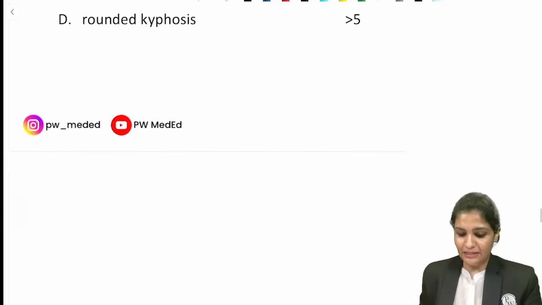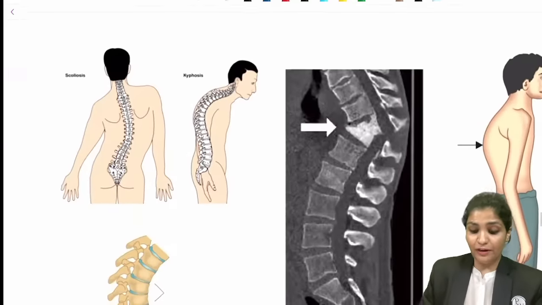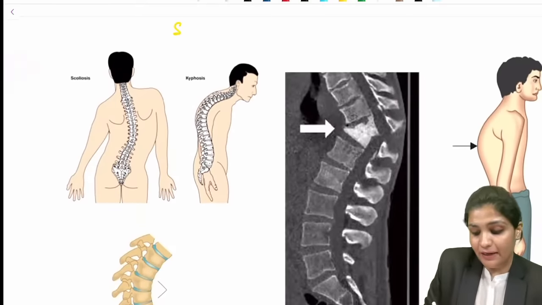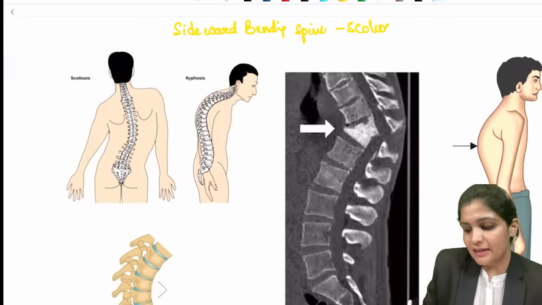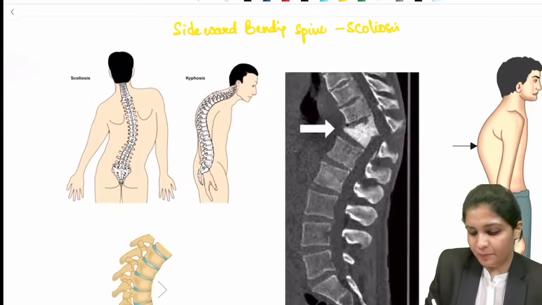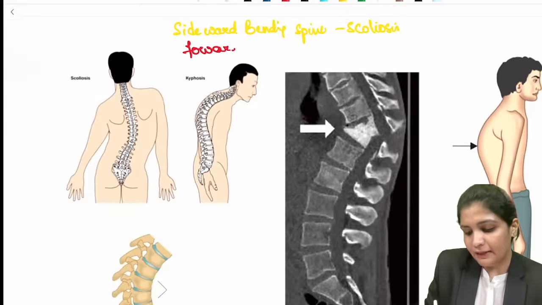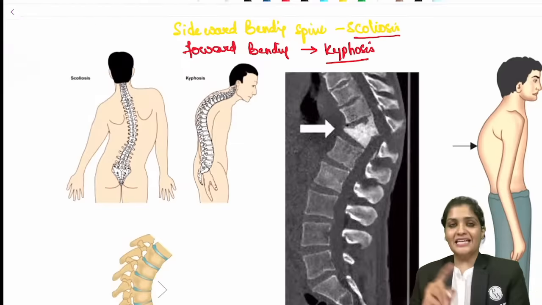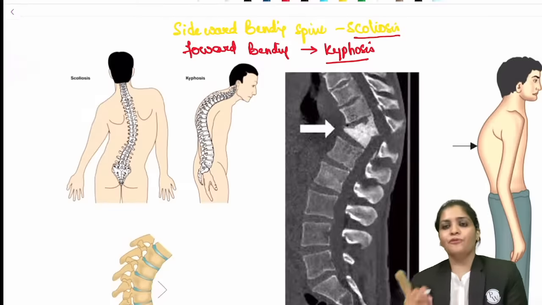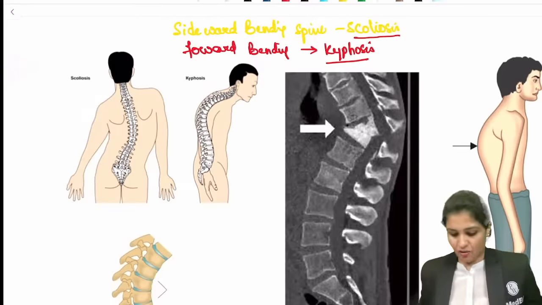So knuckle and gibbous or angular kyphosis. So I have already told you that this sideward bending of spine is called scoliosis, right? Similarly, the forward bending of spine is called kyphosis, right? So these two important terms, kyphosis and scoliosis, S for S. So sideward bending is scoliosis and forward bending is kyphosis, right? So this is the kyphosis.